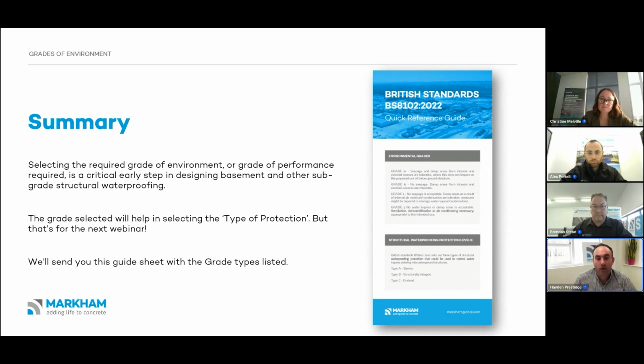On the bottom half, obviously the grades at the top, and then on the bottom section we're diving into a little bit of the types of waterproofing that meet those grades. So trust that is helpful, everybody.